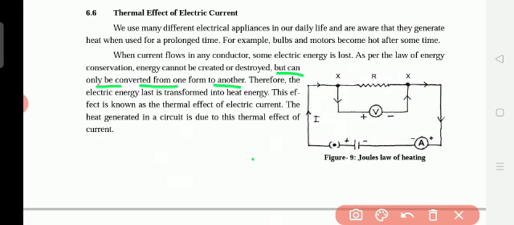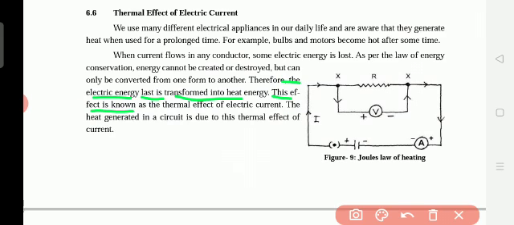Therefore the electrical energy lost is transformed into heat energy. So we are feeling hot when we touch the bulb or any mobile charger when it is used for a prolonged time. That means the electrical energy changes into heat energy. So this effect is known as thermal effect of electric current. Just underline this point: the electrical energy lost is transformed into heat energy.